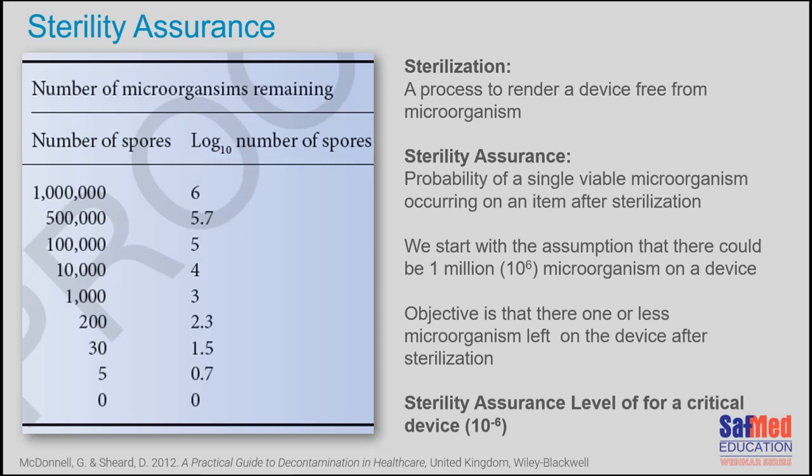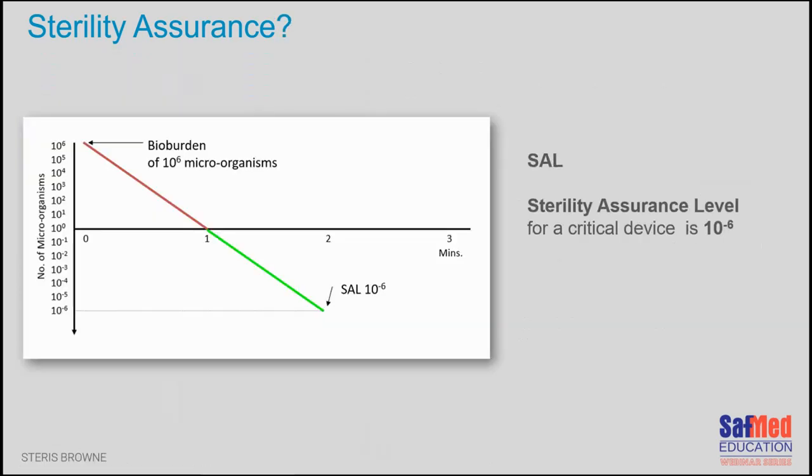A device, however, that is a critical device, as we've already defined by Spaulding, what is a critical device? It needs a sterility assurance level of even more than that. It needs a sterility assurance level of 10 to the power of -6. So, how do we visualize sterility assurance level? I've put it in a nice graph over here so that we can actually visualize what that is. Let's have a look at the graph over here.